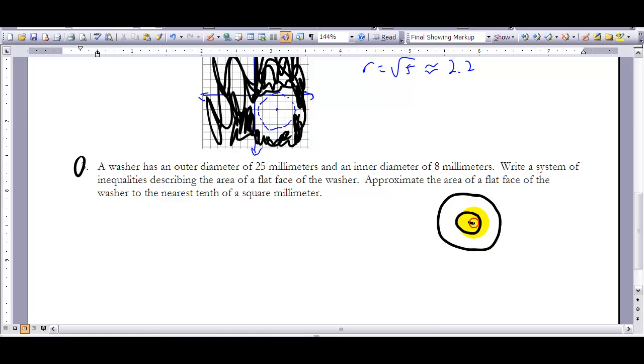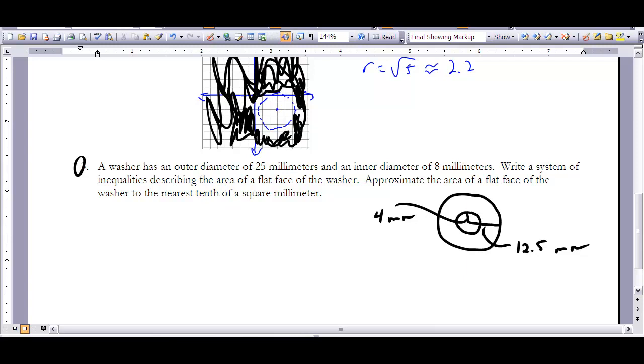The outer ring has a radius of, the diameter is 25, so the radius is 12.5. And the inner ring has a radius of, since the diameter is 8, the radius is going to be 4 millimeters. This would be millimeters as well. So we want to write a system of inequalities describing the area of the flat face of the washer, and approximate that area to the nearest tenth of a square millimeter.